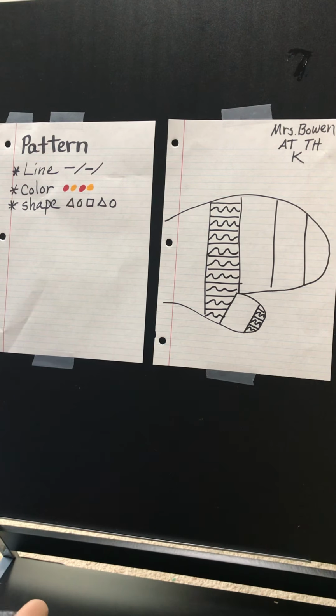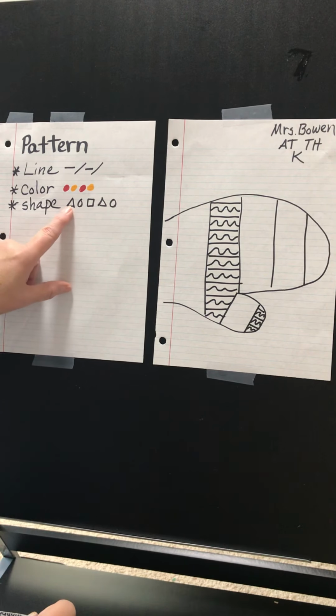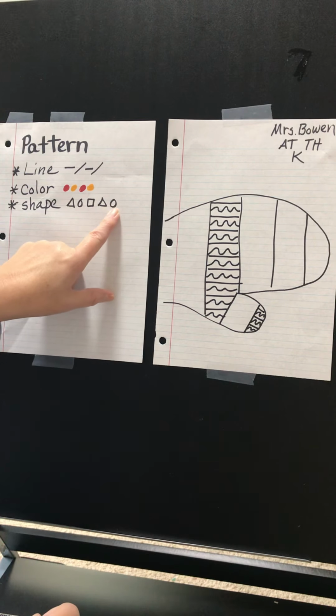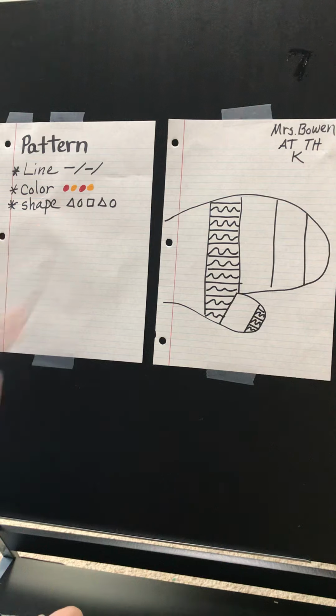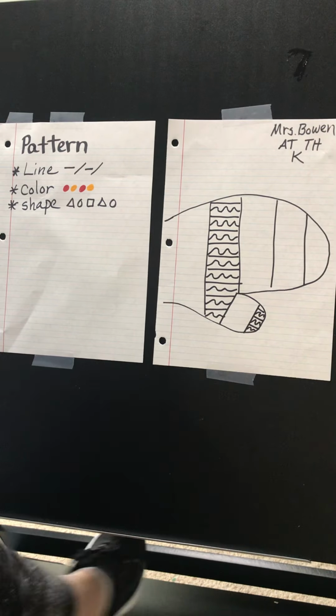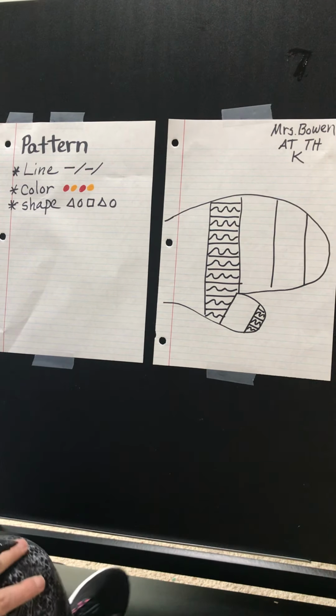Now, let's do something else. Let's do a shape pattern. This one's got triangle, circle, square, triangle, circle. What would come next? A square, that's right. It's a pattern like the kind we see in math. Sometimes in math and geometry, they'll have you working on patterns like that. What would come next?